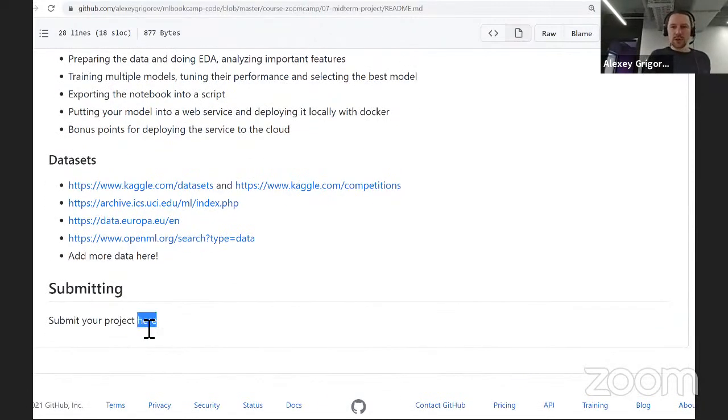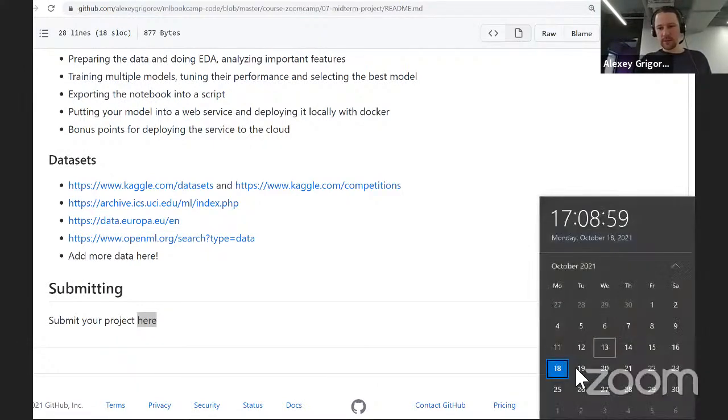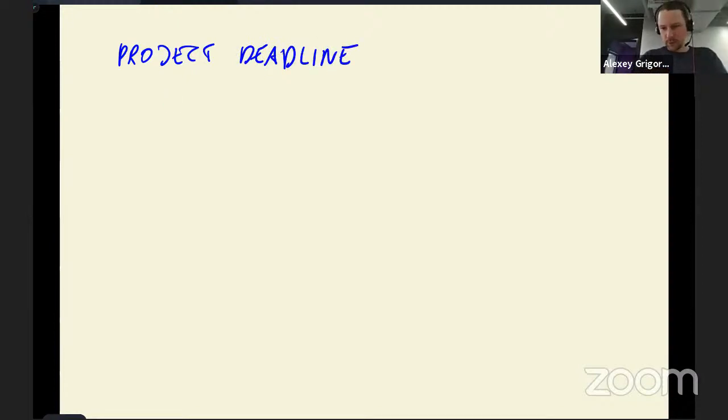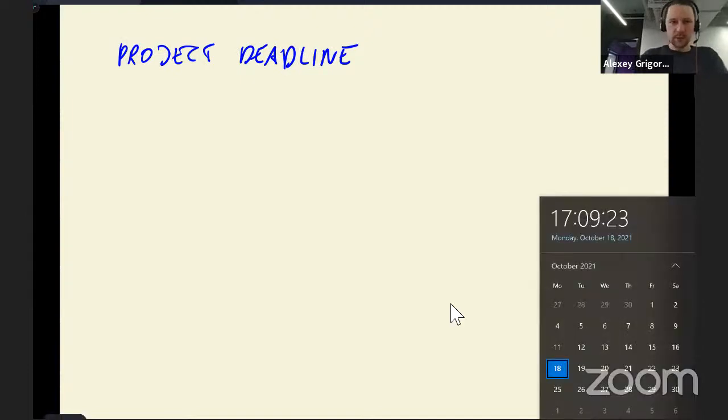Okay, I didn't finish writing this README file. So the deadline for this will be, so today is 18th. And then basically in 2 weeks, so the 1st of November will be the deadline. And then after that, so let me draw this maybe. So project deadline. It's 1st of November. Was it 1st of November? Yes, the 1st of November.